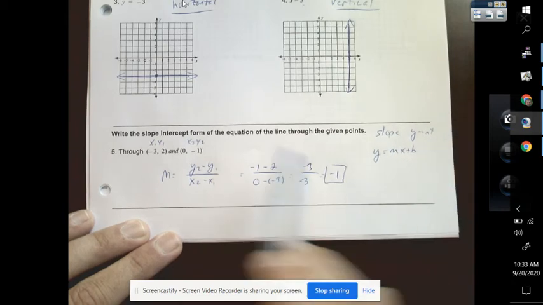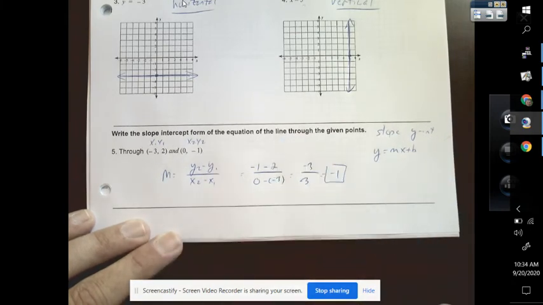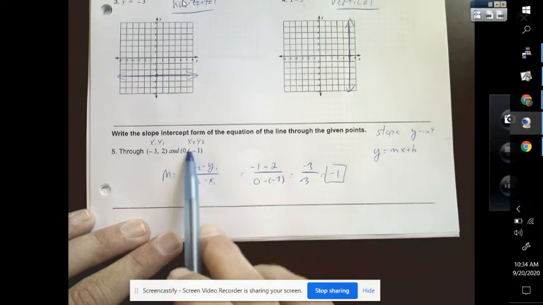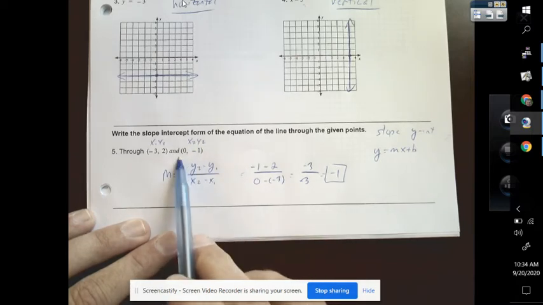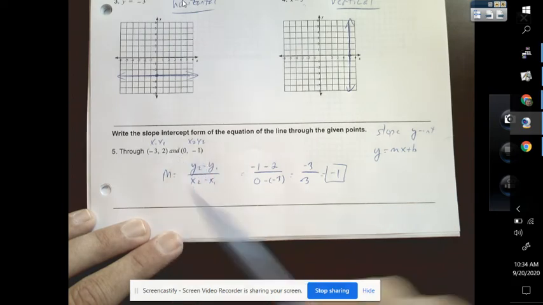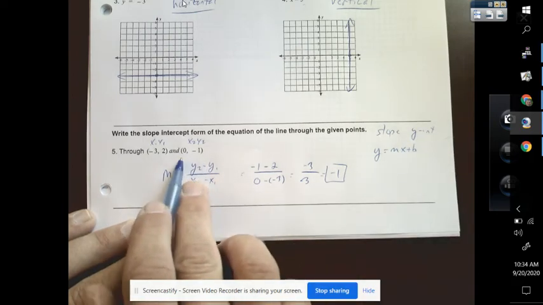And here's where you guys choose which point you would like to work with. Hopefully you guys are clever. You can pick this one because it's way easier. In fact, many of you might already know this is going to be our y-intercept, because your y-intercept is always when your x value is 0. But I'm going to show you all the work just in case.